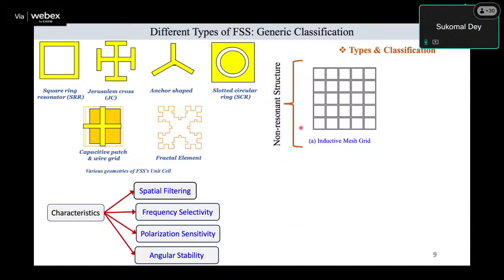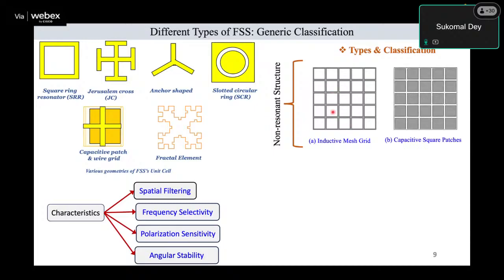Because non-resonant means only one of the parameters will be available to you, either inductor or capacitor. If both parameters are available, the structure will resonate either in series or in parallel, because the structure is getting L and C together. Non-resonant means either inductive or capacitive. How can one distinguish between these two? An inductive grid has metal wherever there is metal; if you make it a gap, like a complement to each other, it becomes a capacitive structure, right?